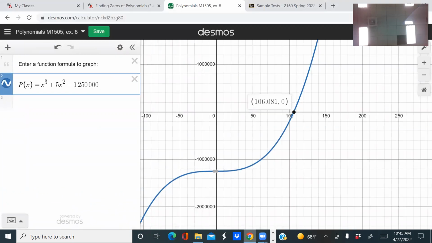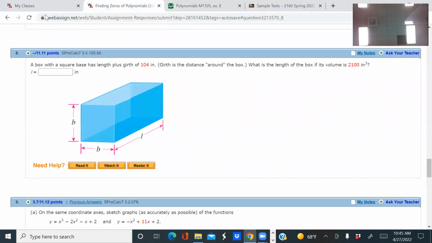All right, let's see. Now let's go back to the homework and look at that last problem. Is that here? Oh, okay. So let's think about this problem, which is actually quite similar in a sense. So a box with a square base has a length plus the girth, and they explain the girth is the distance around the box. In this case, they mean this distance like this around the box.